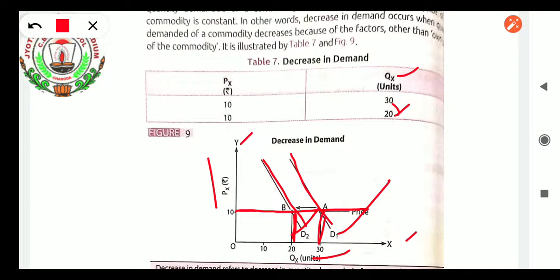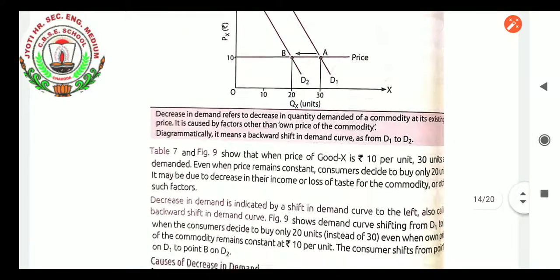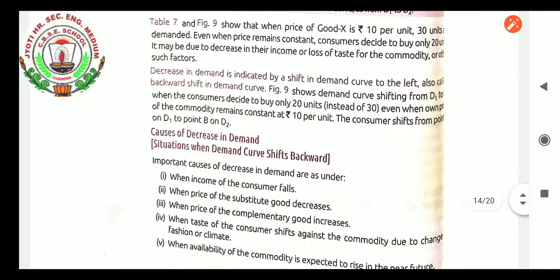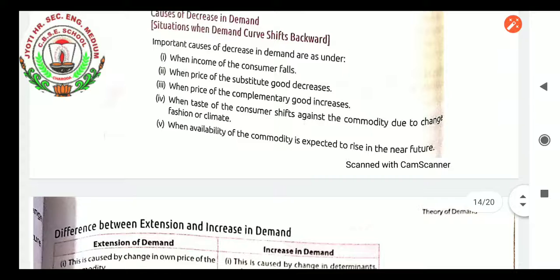D2 is inside, or you can say backward shifting from the D1 demand curve. It results in a decrease in demand of the goods. So these are the things, students. What are the causes of decrease in demand? Important causes of decrease in demand are as follows: when income of the consumer falls, when price of the substitute good decreases, when price of the complementary goods increases, when taste of the consumer shifts against the commodity due to change in fashion or climate, and when availability of the commodity is expected to rise in the near future.